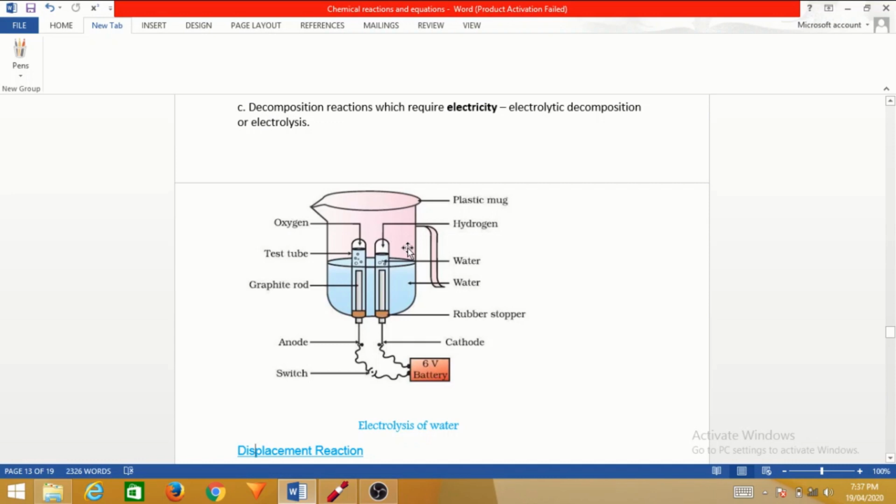Let's come. We will discuss a few more examples. So discuss about thermal decomposition.